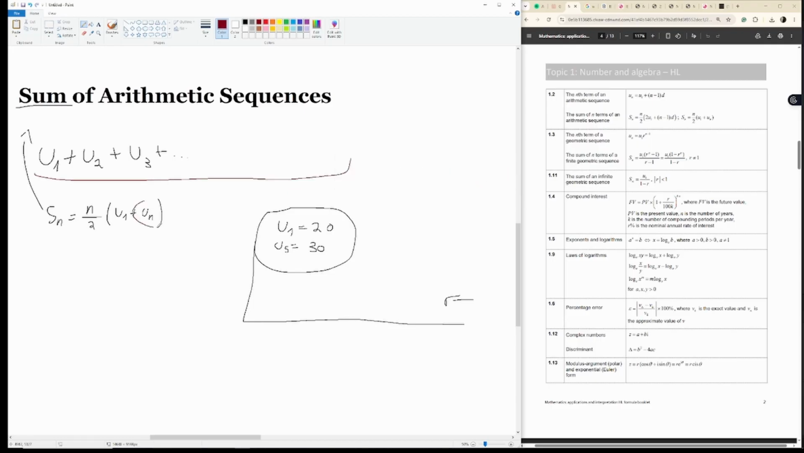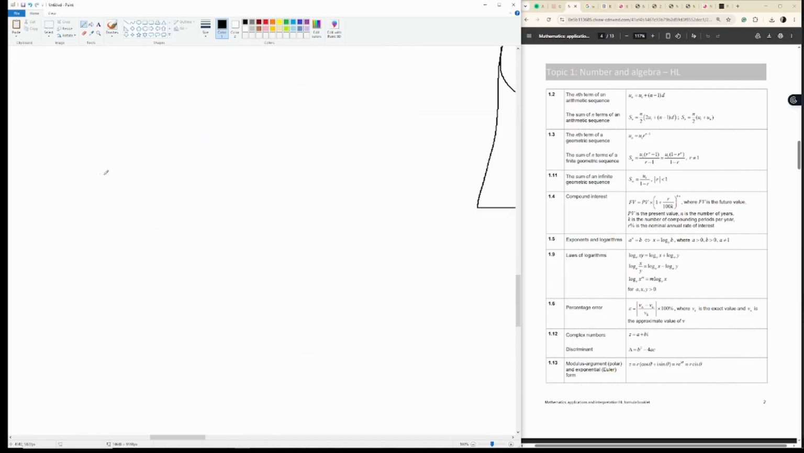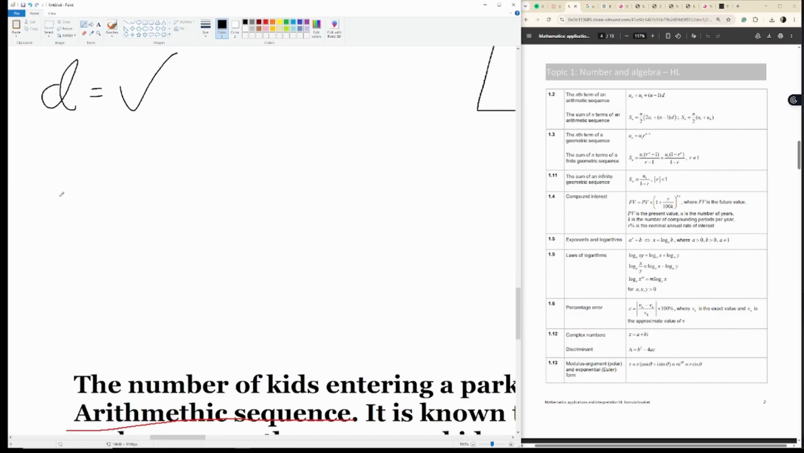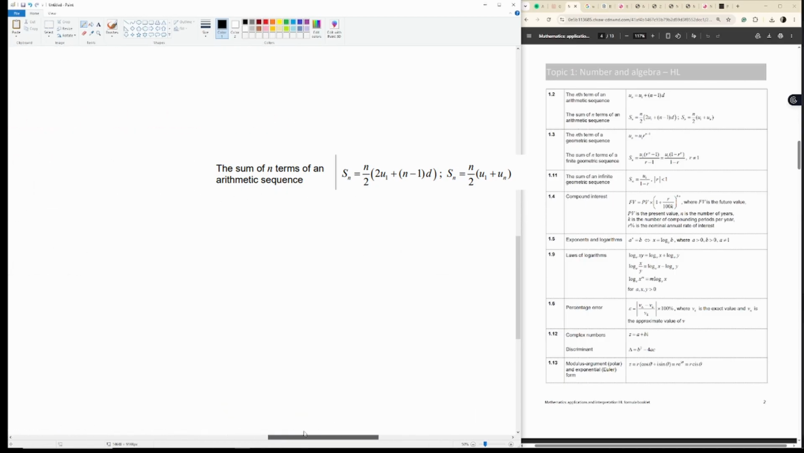However, when you're not given the last term, there is no need to worry, because if you're given something else, like for example the d, then you can also do it. Then you have to stick to the other formula, which is Sn equals n divided by 2 times (2u1 plus (n minus 1) times d).